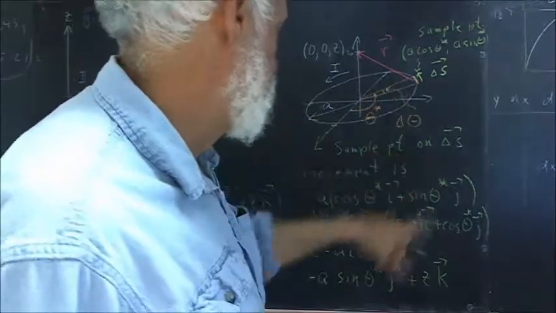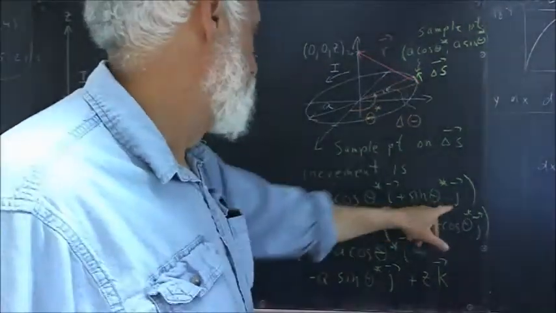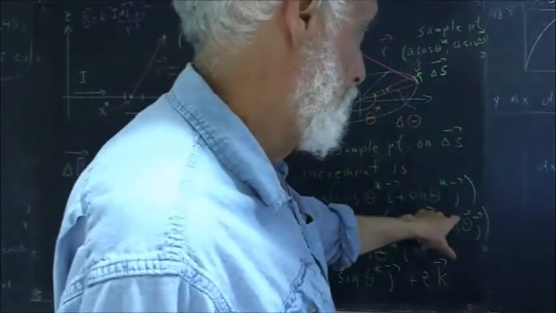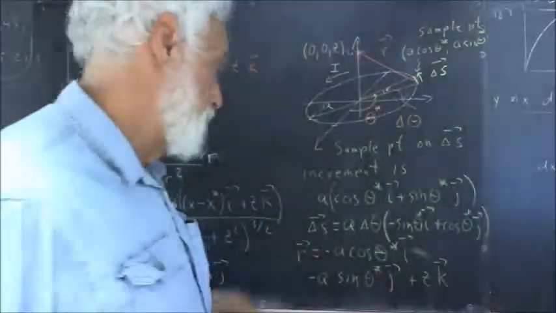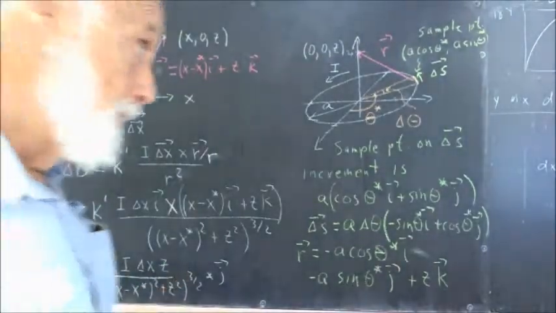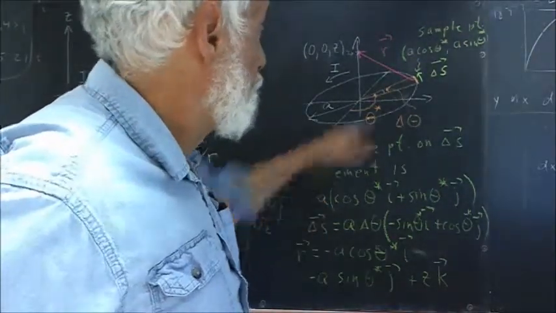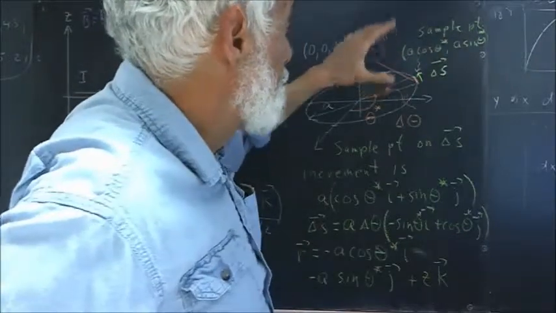Now, I've also written it down here. The sample point in the delta S increment can be represented in vector form by a times cosine theta star i plus sine theta star j. And that's just the most fundamental thing that you should know about vectors. So hopefully that's not a problem. Okay, so in vector form or in coordinate form, there's our sample point.